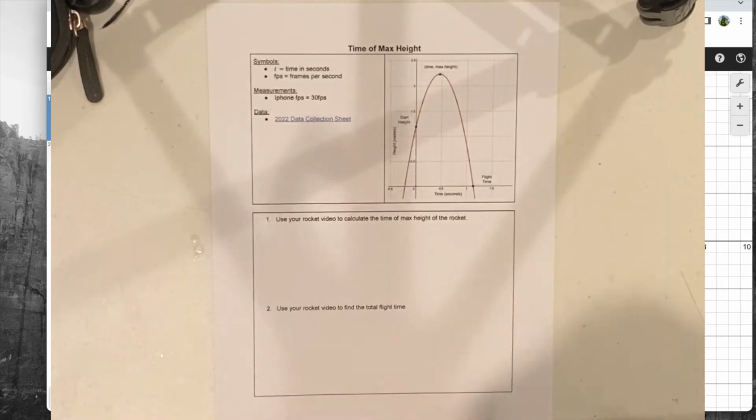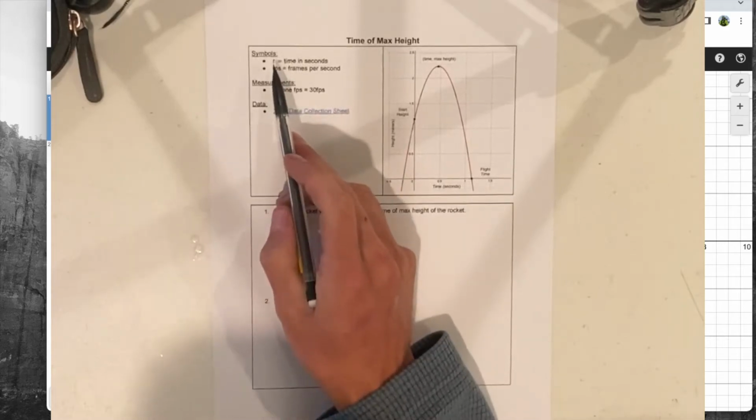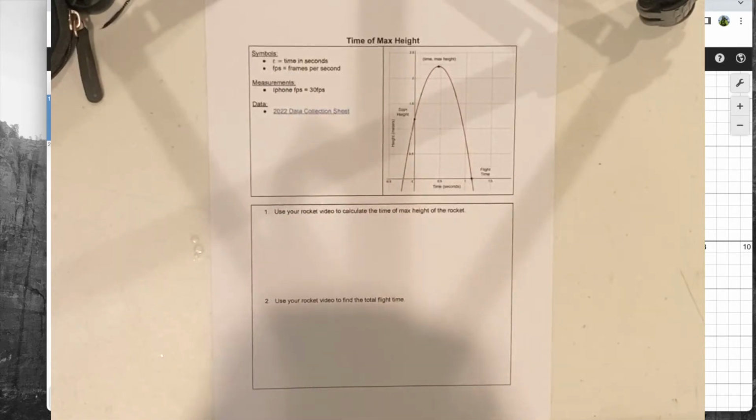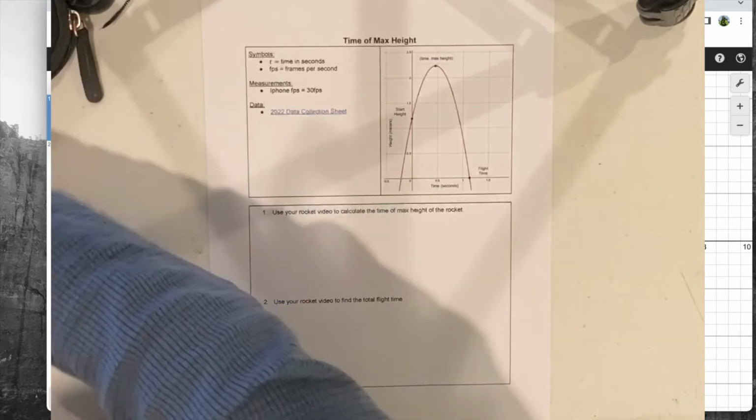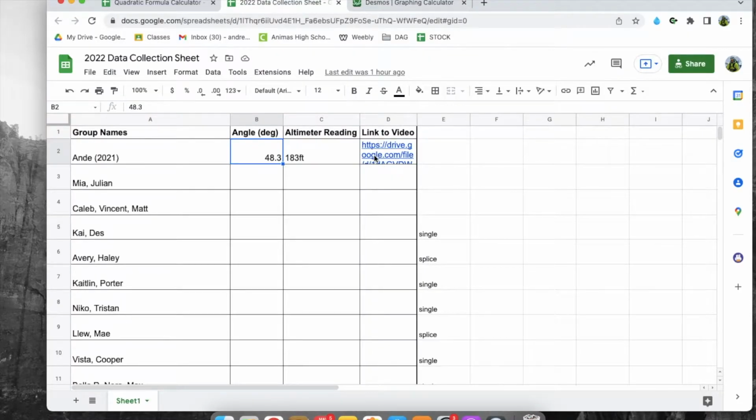For part 2, what we're trying to do is figure out our time of max height. And so just to review the symbols of this problem, we're calling t, which is kind of our x in this situation, that represents time in seconds. And then what we're going to need to know is frames per second, and FPS stands for frames per second. And one thing of note is the iPhone we're using to film the rockets shoots at 30 frames per second. And so what I need to do is go ahead and click on this link right here and go to the data collection sheet. And I'm actually going to click on the link to this video right here.